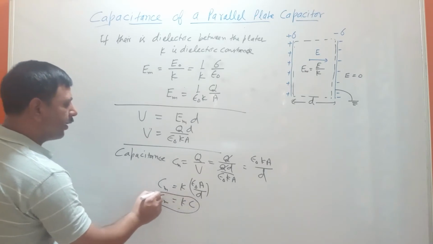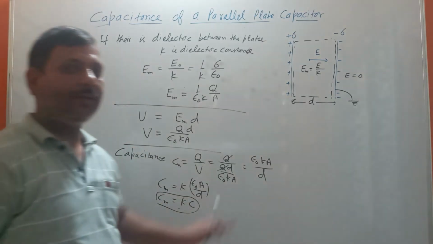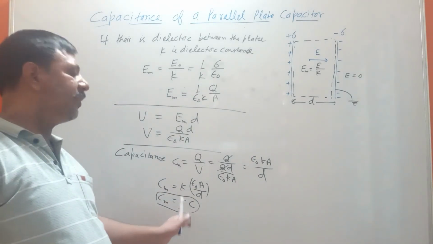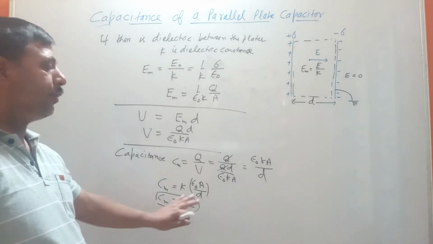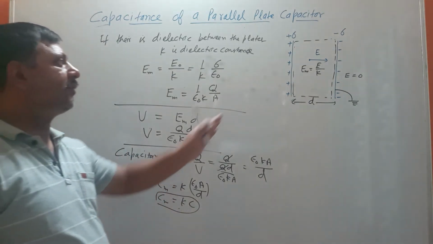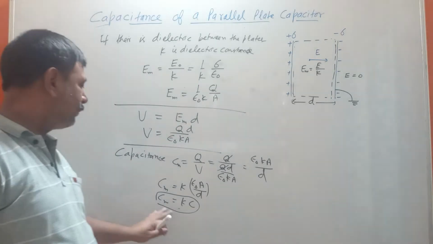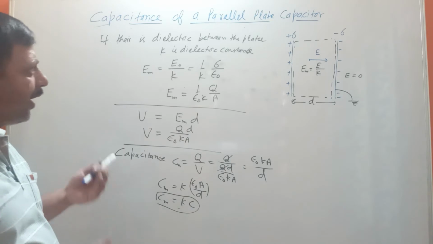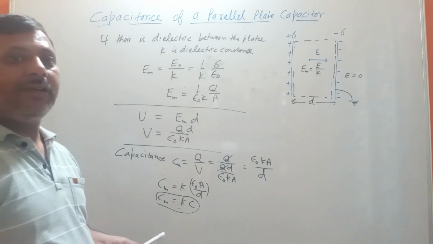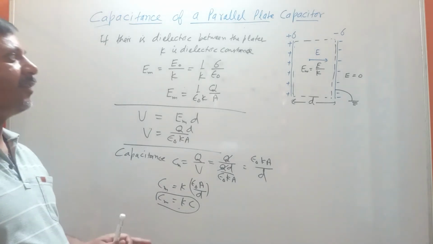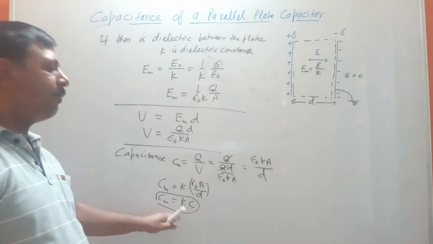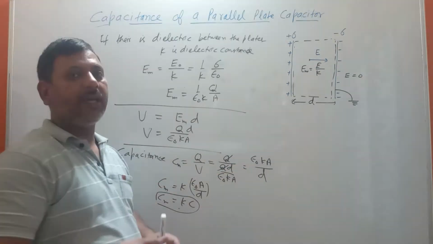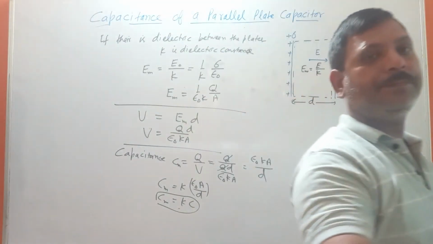So when you insert a dielectric between the plates, the capacitance increases K times the capacitance when there is vacuum or air. So you can see here, the capacitance of a parallel plate capacitor, when a dielectric is inserted between the plates, becomes K times. The formula is C medium equals epsilon naught K A upon D.